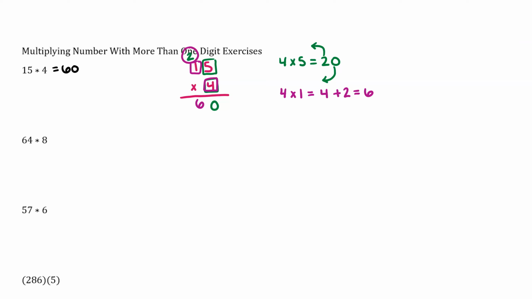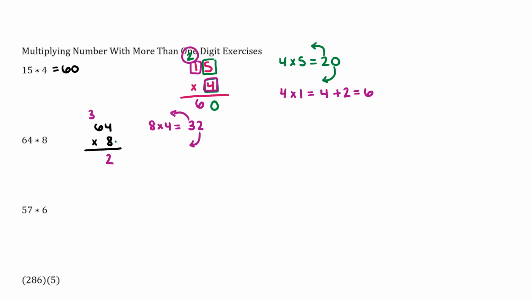Let's try it again. 64 times 8. So the first math that I'm going to do is 8 times 4. You can look at your chart until you have it memorized. 8 times 4 is 32. The 2 is going to come downstairs. The 3 is going to go upstairs as a carry.